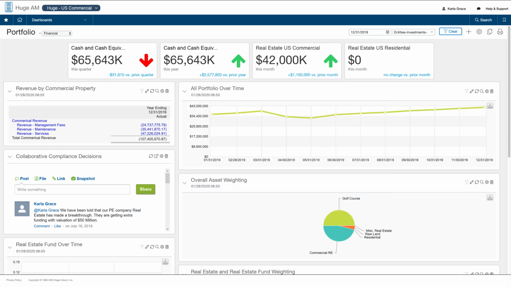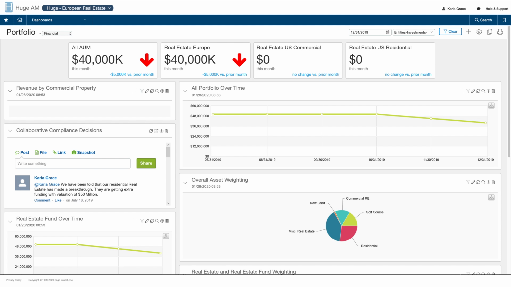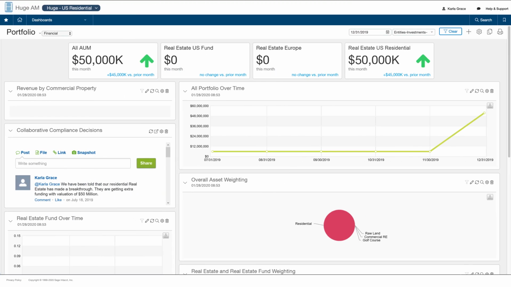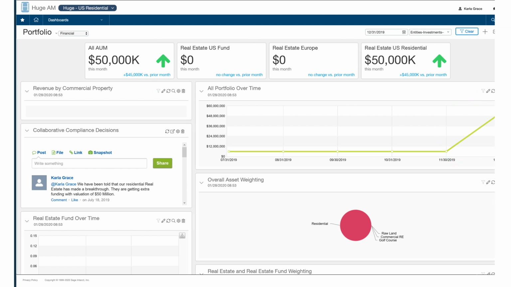Jumping over to the European Real Estate Fund, we see that assets have been suddenly impacted and come down. We can see the latest financials and KPIs for instant analysis. Because asset class is tracked as a dimension, we can see how each individual asset class affects the fund. As we move to the U.S. Residential Fund, we see that we've made a breakthrough. A completed project gets a valuation of $50 million, up from $5 million.